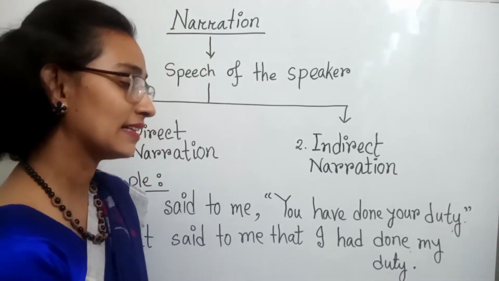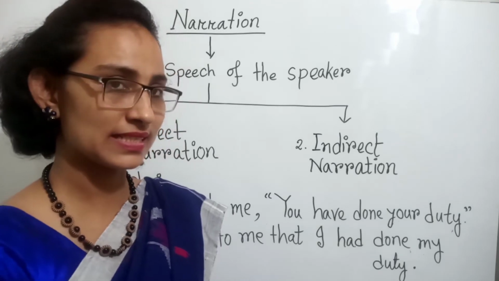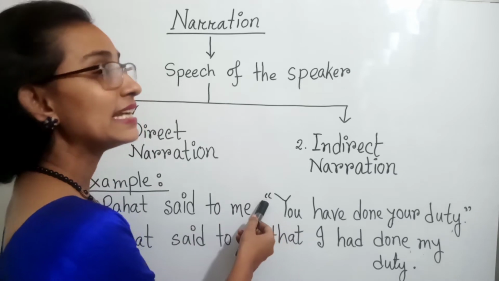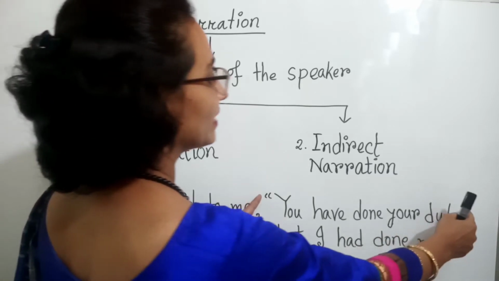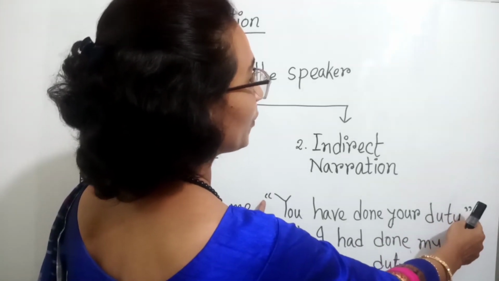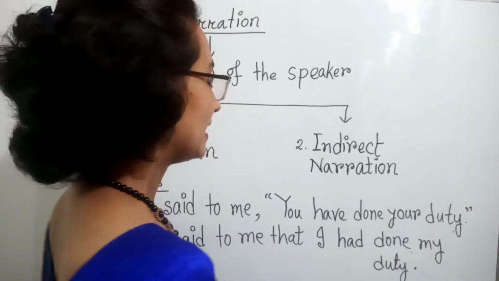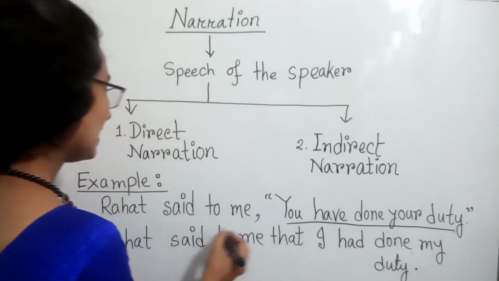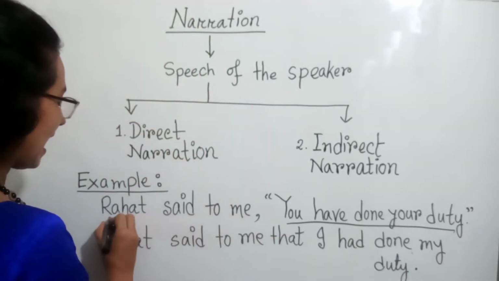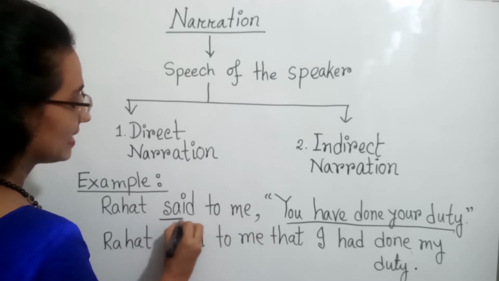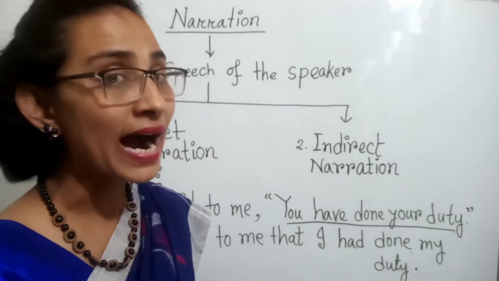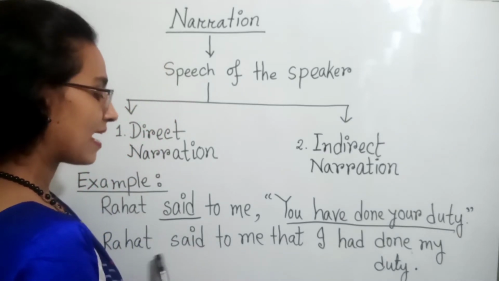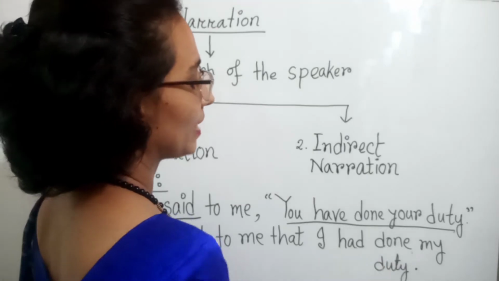So my dear learners, what is the difference between 2 sentences? Look, in the first sentence I use comma and inverted comma. In inverted comma, I wrote here reported speech, and before comma, I wrote Rahat said to me. Here, said is reporting verb. But in the second sentence, you can see that Rahat said to me that I had done my duty.